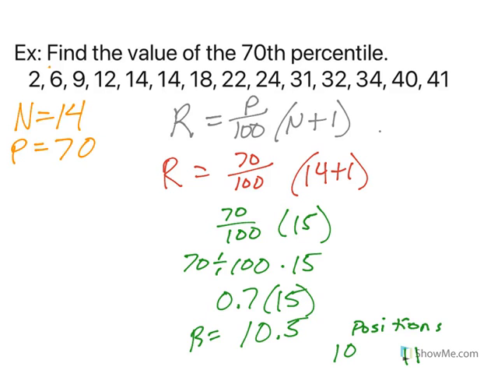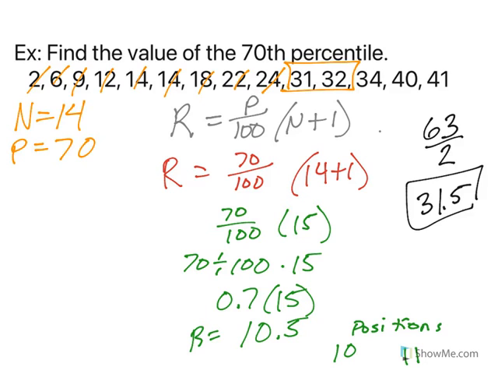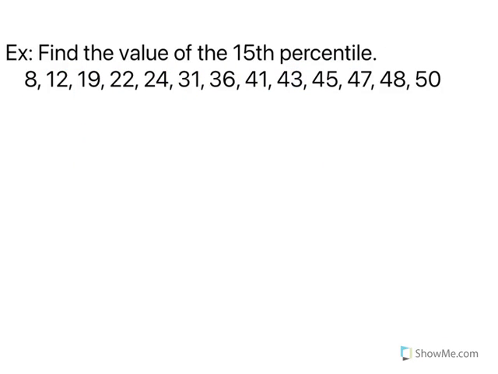So we count 1, 2, 3, 4, 5, 6, 7, 8, 9, 10, and 11. The 10th and 11th are 31 and 32. So I add those together and I get 63, take the average, so I divide by 2, and I get 31.5. So 31.5 is the 70th percentile. That means 70% of our data is at or below 31.5. That's what that means. Let's do one more.